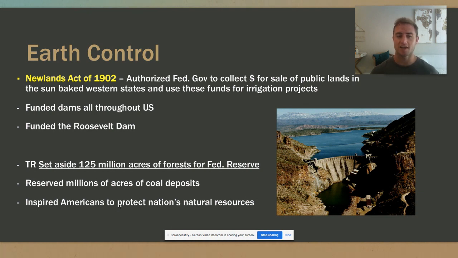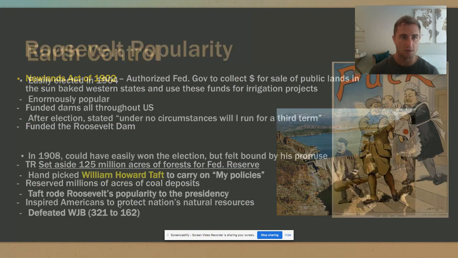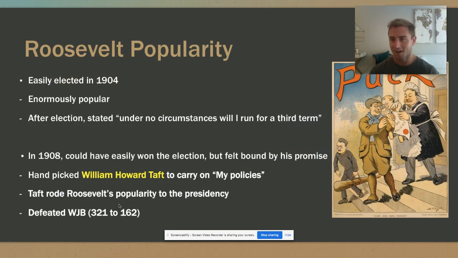Also setting aside 125 million acres of forests, reserving millions for coal deposits and protecting the nation's natural resources. He was a big-time conservationist, and this is going to put him, unfortunately, into a conflict with his chosen successor, William Howard Taft.